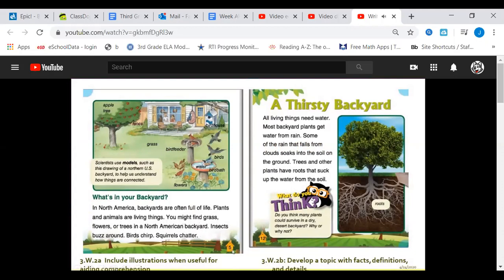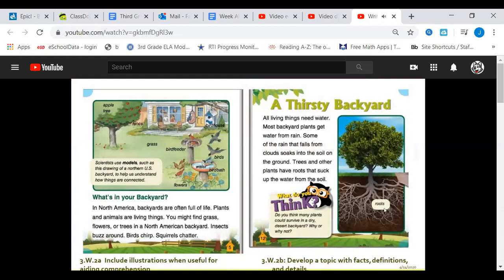Our third standard, 3W2B, develop a topic with facts, definitions, and details. This is an excellent detail. Not only do we see what is above the ground, we also see what is below the ground, and it is labeled. All living things need water. Most backyard plants get water from rain. Some of the rain that falls from clouds soak into the soil on the ground. Trees and other plants have roots that suck up the water from the soil. So not only do you have the written information, you also have the illustration that's labeled.